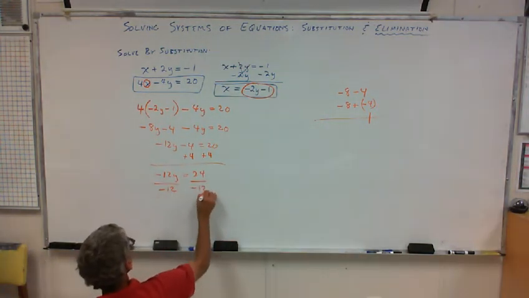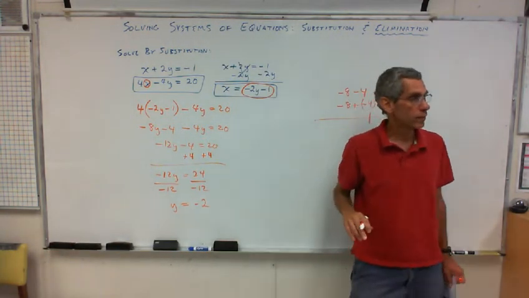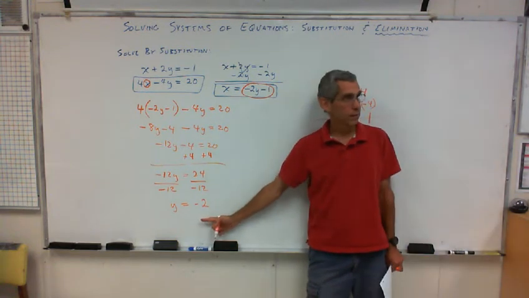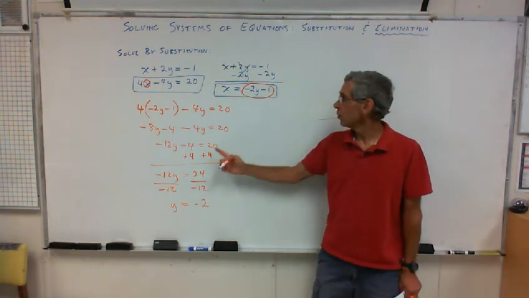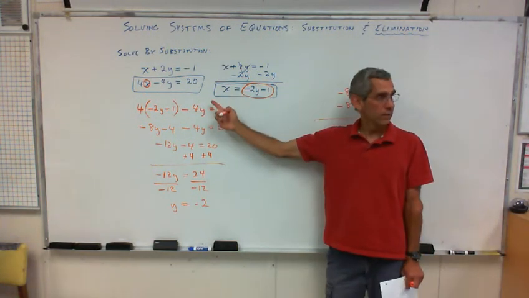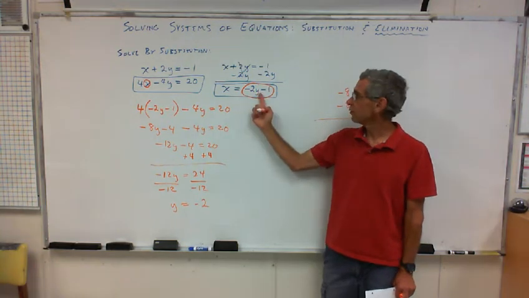Divide by negative 12. I have y is equal to negative 2. And then you guys know how to do the rest, right? I guess it doesn't matter, we could do it really fast. I need to find what? X, right? So I could go back to one of these, or I could just go right here. It says x equals. And just substitute negative 2 in here for y.